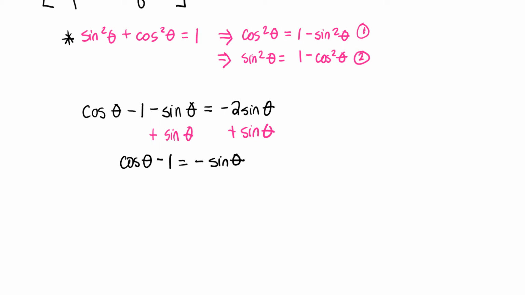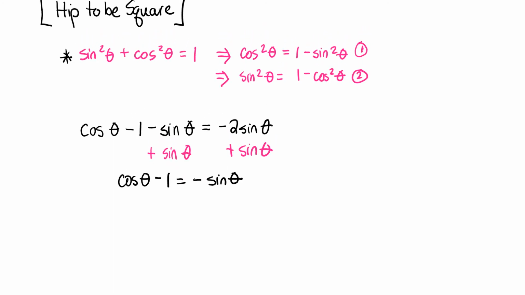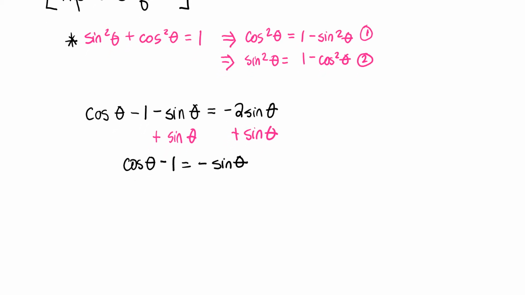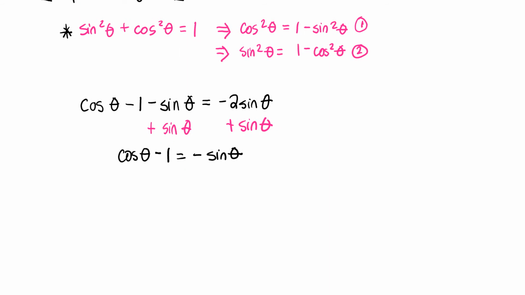Now, we're in a little bit of a quandary, because now we have cosine theta minus 1 equals negative sine theta. Can't really do much beyond this. However, we can try to change the sine to a cosine or a cosine to sine. And, well, we know that from the identity above that sine squared theta is equal to 1 minus cosine squared theta. But we don't have sine squared theta. We instead have just sine theta.